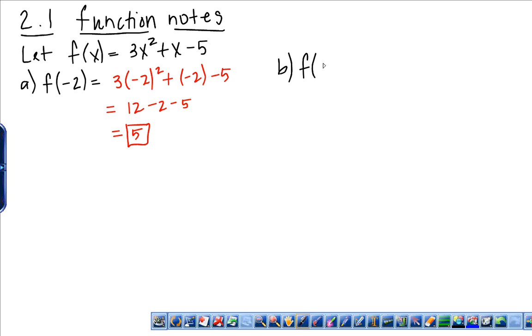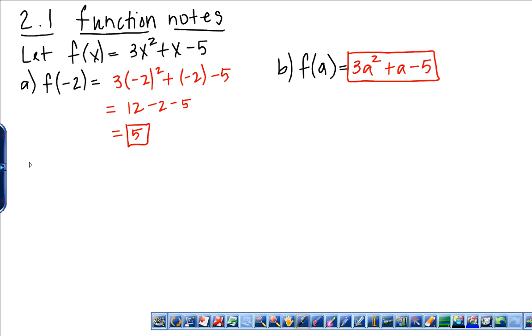How about f of a. Just something easy there. So this definitely is an easier problem. I just want you to substitute the a in for all my x values. So that's just going to be 3a squared plus a and minus 5. And that should be your final answer. Can't do anything else to that.